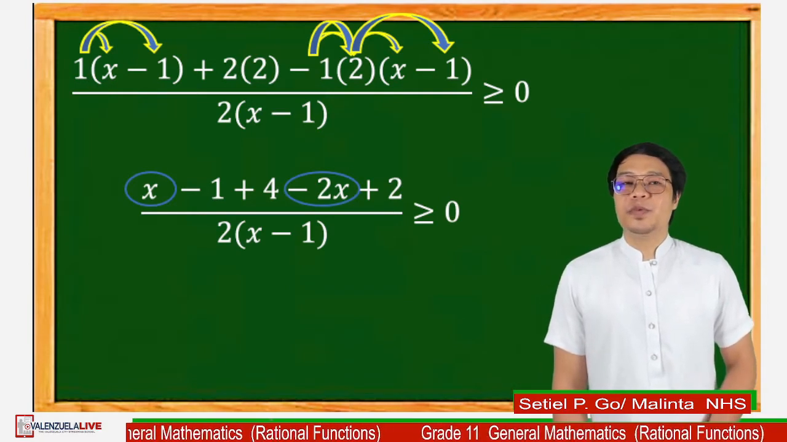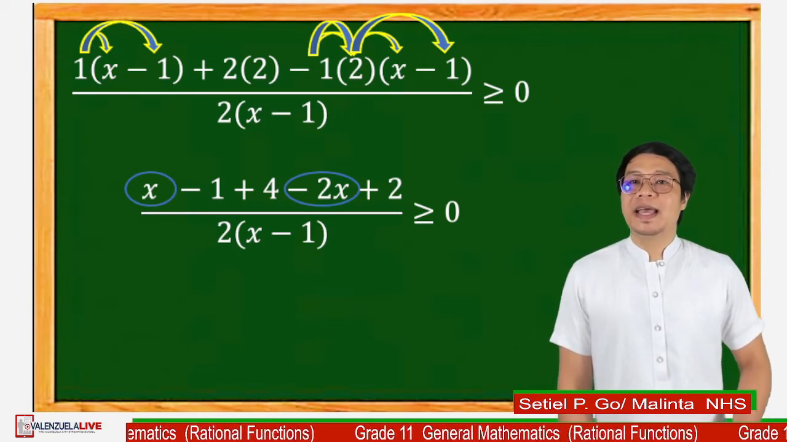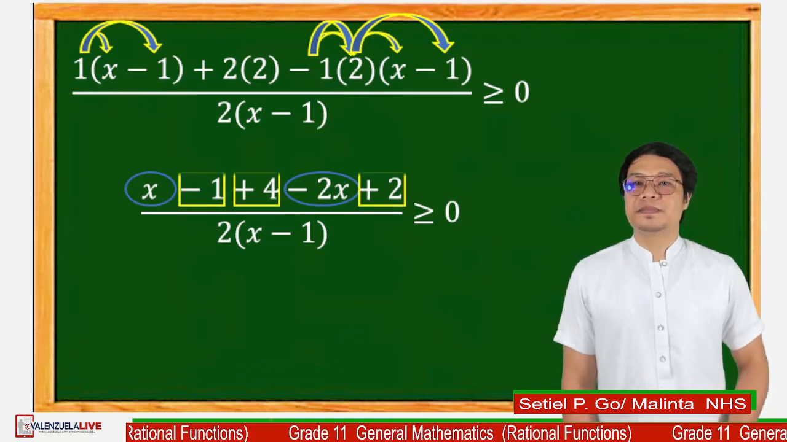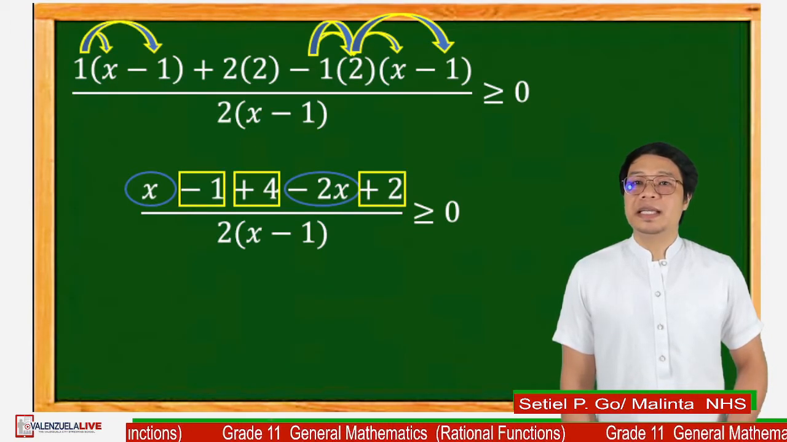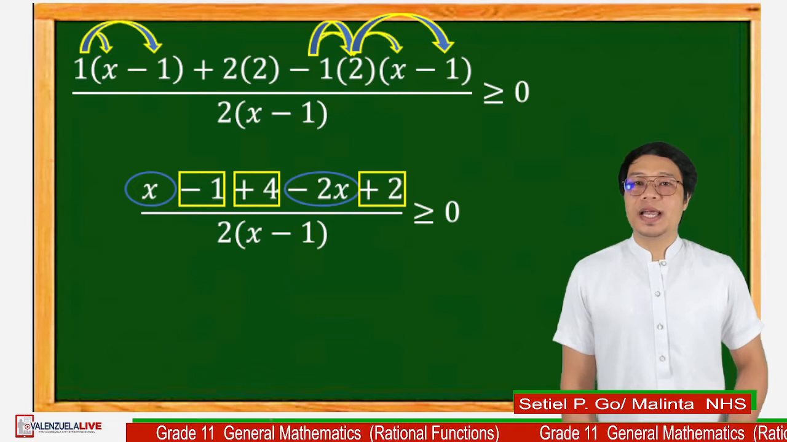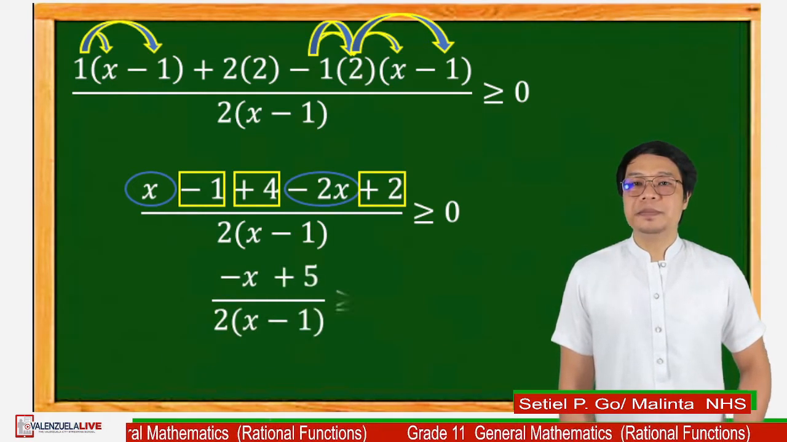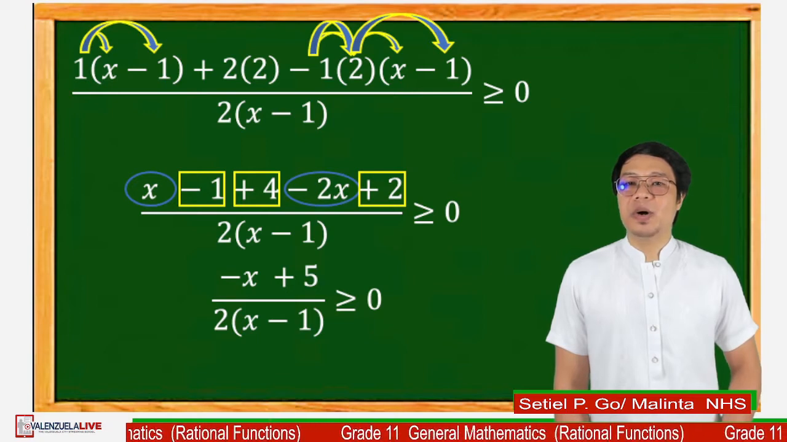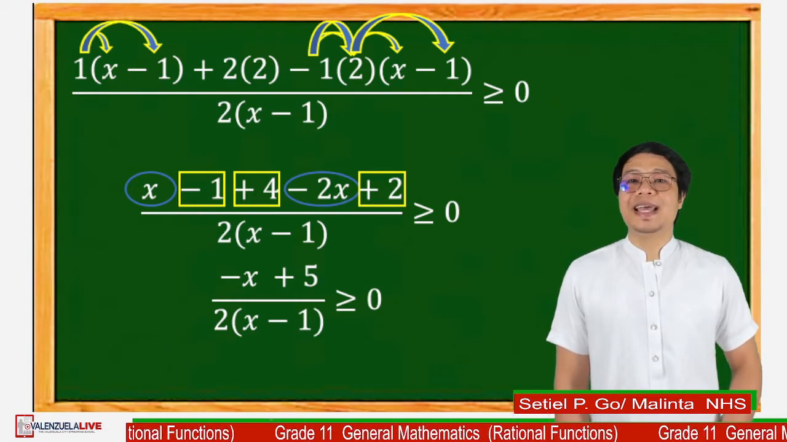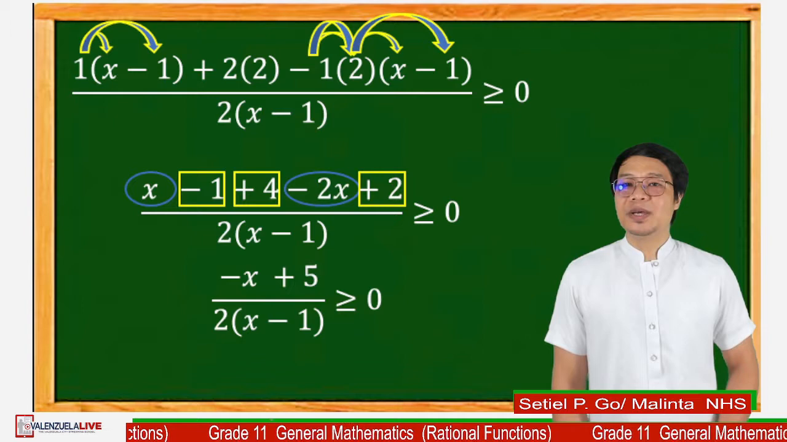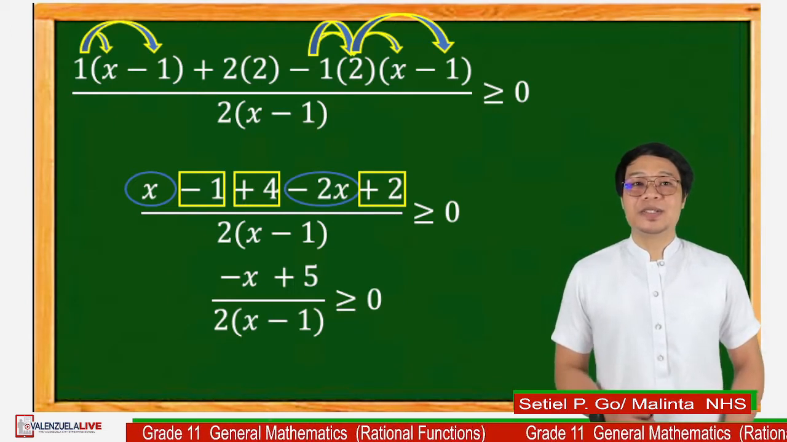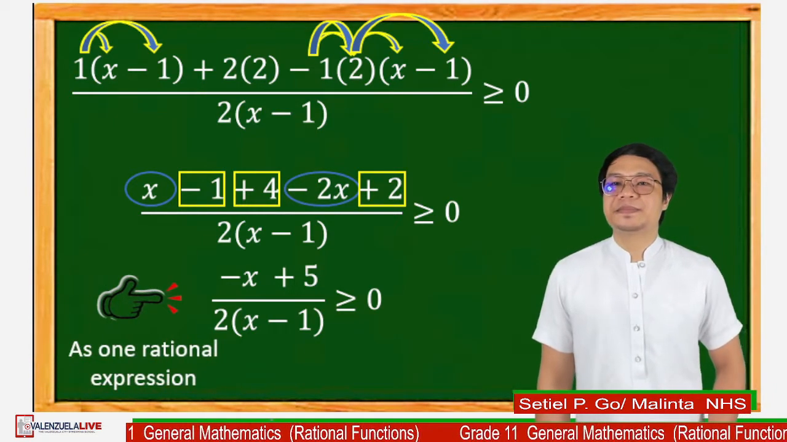As you can see, we have similar terms, which are x and -2x, and even the constants, which are -1, +4, and +2. So the resulting rational inequality will be -x plus 5 all over 2 times the quantity (x minus 1). As you can see, we have a single rational inequality.